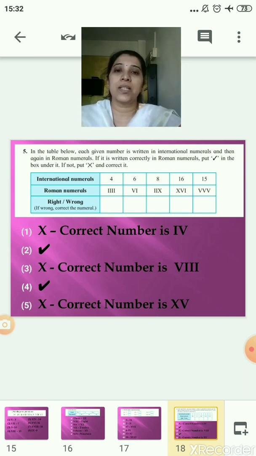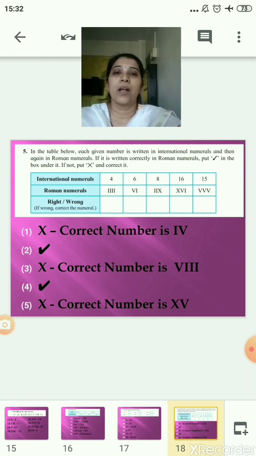Next number is 6. So for the international numeral 6, the Roman numeral is given as V and capital letter I, which is correct. So you will put a tick mark. Next, international numeral is given as 8 and the Roman numeral is given as 2 capital letter I and X. So for 8, it is wrong. So you will put a cross mark and you will write the correct Roman numeral is V and 3 times I.